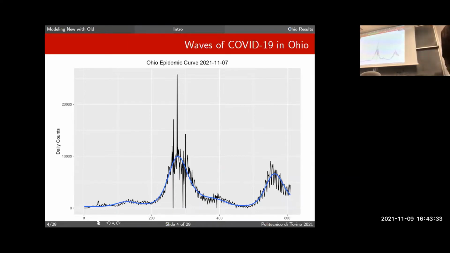So when was the last peak? The last peak over here is sometime in September. So you see that it keeps going. Oh, okay. Yeah. So again, we believe that at least in Ohio things are calming down. So we are on the right side of this epidemic.